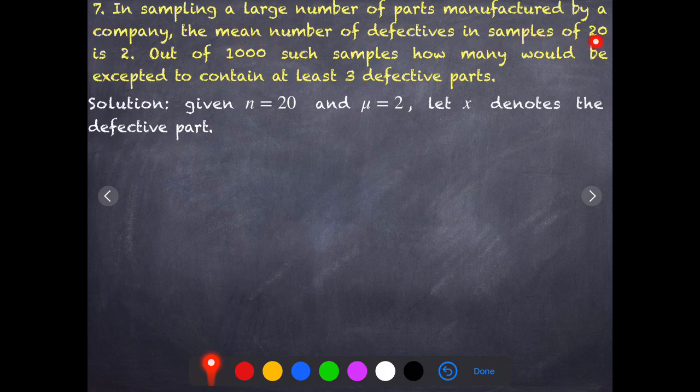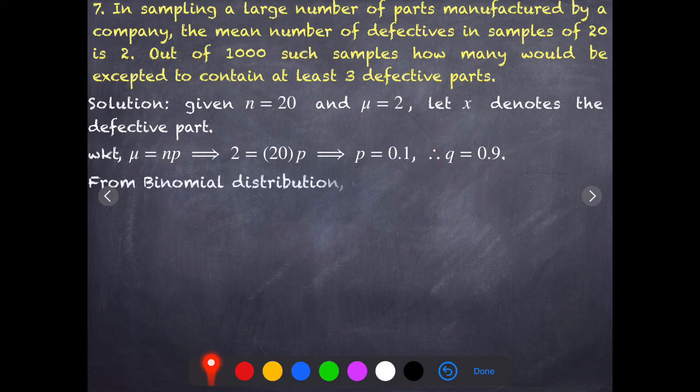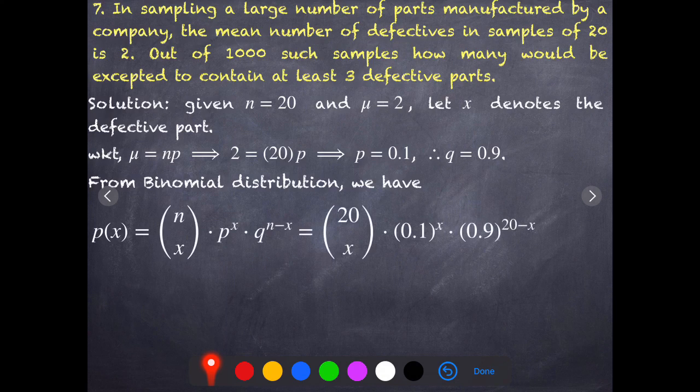Now we go with one sample containing 20 items, and the mean number of defectives is given as 2 for 20 items, therefore mu is equal to 2, and x denotes the number of defective parts. The formula for mu in binomial distribution is mu equals n into p. Substituting the values of n and mu, we get p, and q equals 1 minus p, which is 0.9. Substituting these values in the binomial distribution, we arrive at 20Cx 0.1 power x 0.9 power 20 minus x.